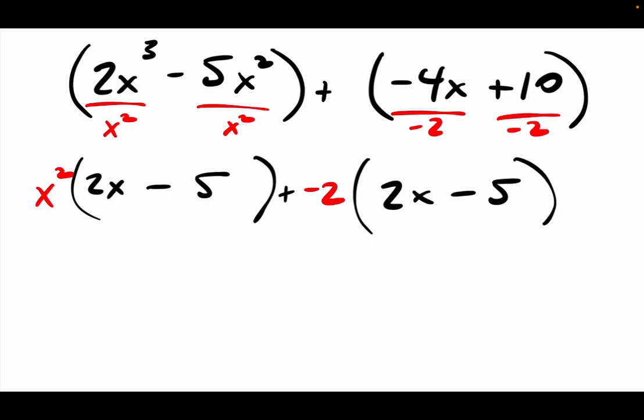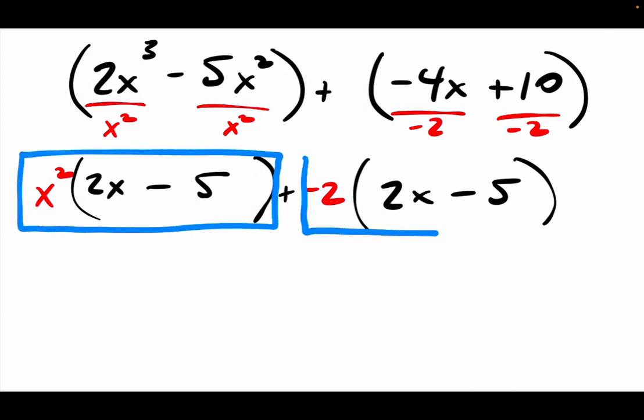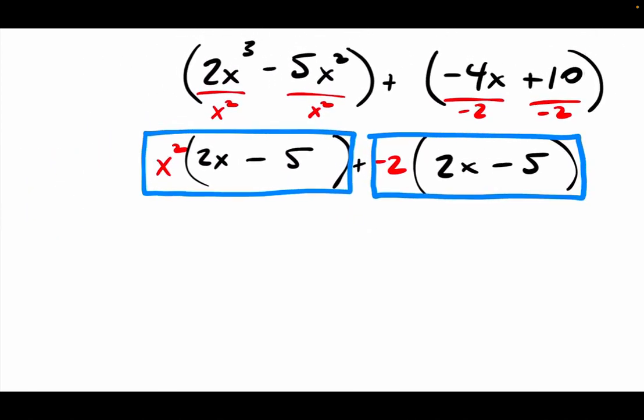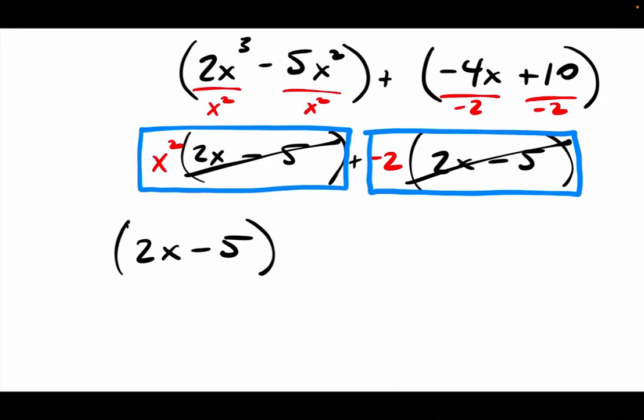That's the biggest key. That step right there, step 5, is the biggest key because you want to make sure that they have something in common. You want to make sure that both of these guys have something in common, right? This is your first binomial. This is your second binomial. You want to make sure that those 2 guys have something in common, and they do. What do they have in common? 2x minus 5. Let's write that down. Once you write it down, then you can cross it out. What are the leftovers? X squared minus 2, right?